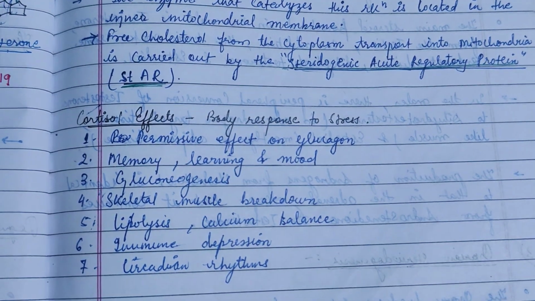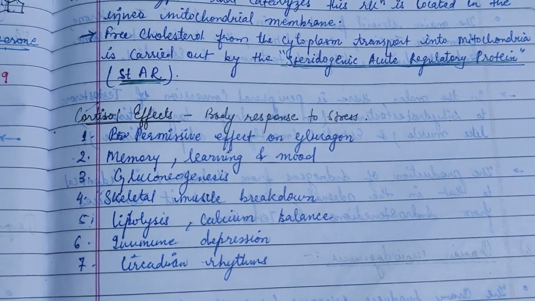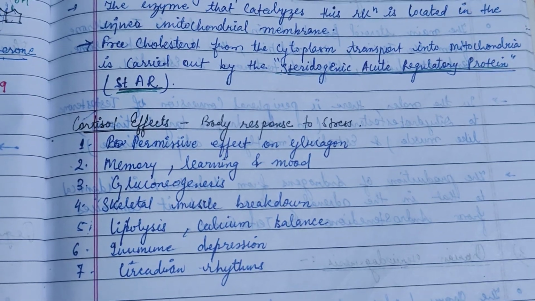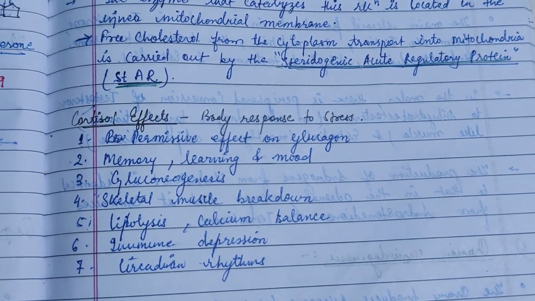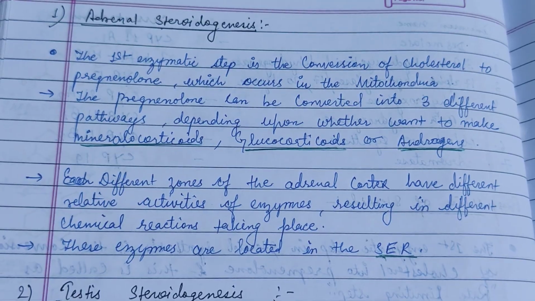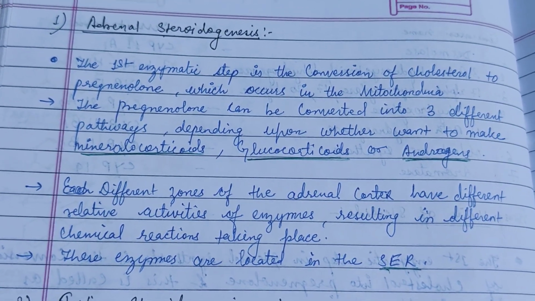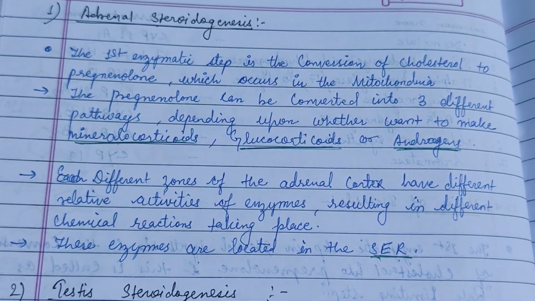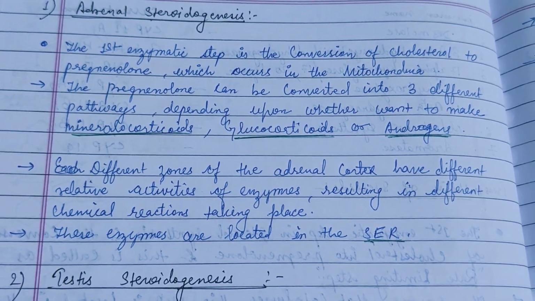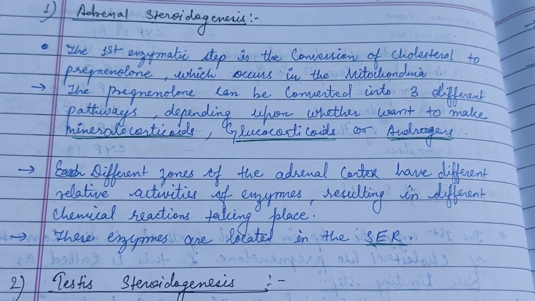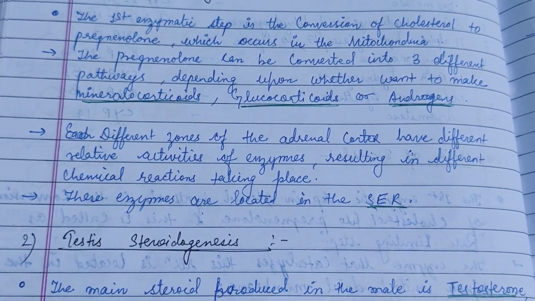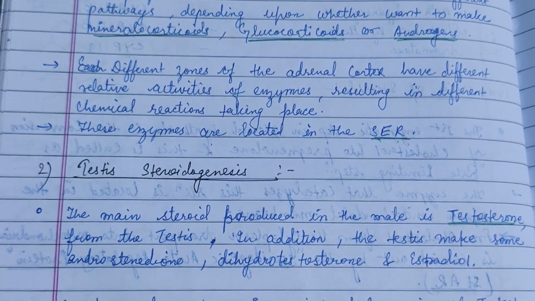Free cholesterol from the cytoplasm is transported into the mitochondria by the steroidogenic acute regulatory protein, known as STAR. Cortisol's effects: the body's response to stress, like lipolysis, calcium balance, immune depression, circadian rhythm. So here is a short detail on adrenal steroidogenesis. The first enzymatic step is the conversion of cholesterol to pregnenolone, which occurs in the mitochondria, and this pregnenolone can be converted through three different pathways depending upon whether you want to make mineralocorticoids, glucocorticoids, or androgens.